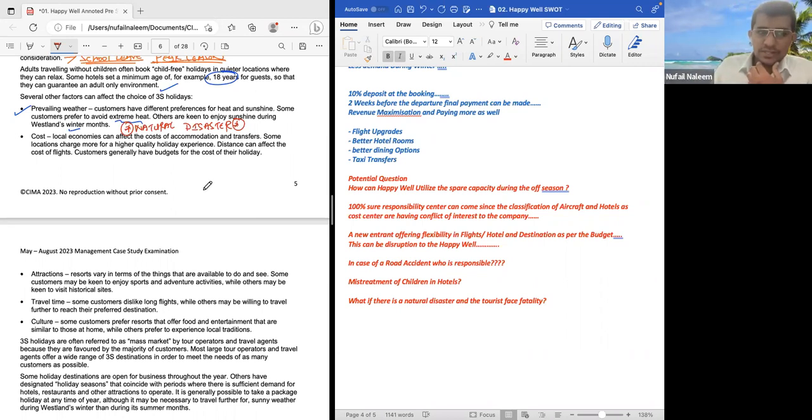Now, the next one is cost. If you see, the local economies can affect the cost of accommodation and the transfers. Some locations charge more for a higher quality holiday experience, extreme high quality. Distance can affect the cost of flight. Customers generally have budgets for the cost of their holidays. So once again, I have to be very transparent here. The quality of the holiday experience makes a lot of sense. The distance of the flight makes a lot of sense. And the budget also makes a lot of sense.